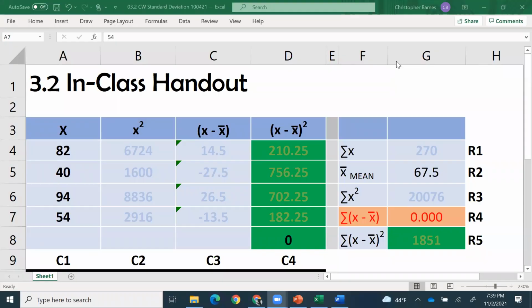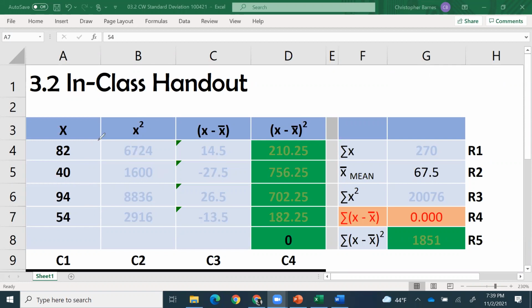Now, you might remember this Excel spreadsheet, which we did in class. I entered the 4 values that we're going to be using directly into this document. I mentioned before, this is something that can be done with any value. So the scores we looked at were the 82, the 40, the 94, and the 54. I rounded them just to make things simpler.